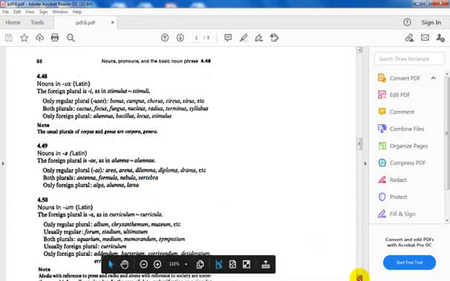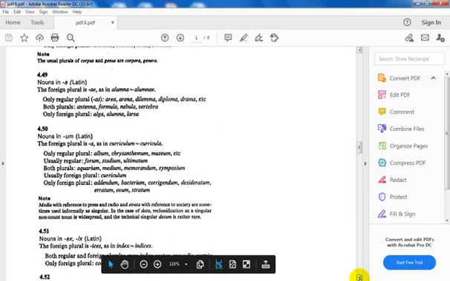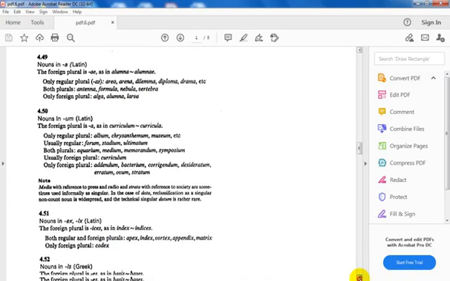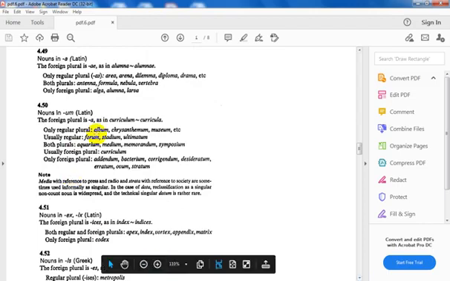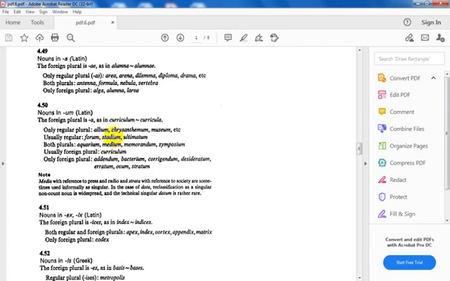Nouns ending in UM. Again, they are borrowed from Latin. If the noun ends with UM, this UM becomes A. That is, change or remove UM and put A. Only regular plural: album, albums. Museum, museums. See, adding S. Usually regular, meaning it is highly preferred to be regular. Forum, forums, stadium, stadiums. Ultimatum, ultimatums.